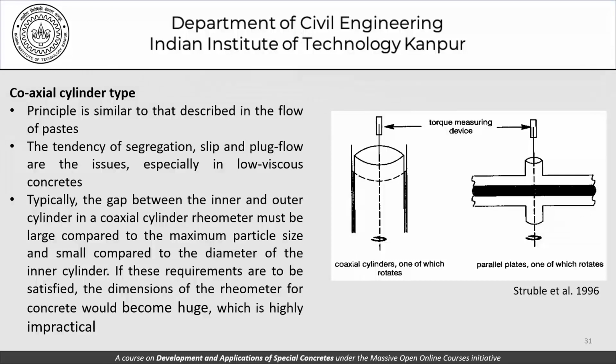The tendency of segregation, slip, and plug flow are the issues, especially in low viscous concretes. Typically the gap between the inner and the outer cylinders in a coaxial cylinder rheometer must be large compared to the maximum particle size that we're talking about, and for concrete that sometimes becomes unwieldy. It becomes a very large system. So we need to be careful about the maximum size of particles that we can use when we are testing the concrete for rheological measurements using this device.